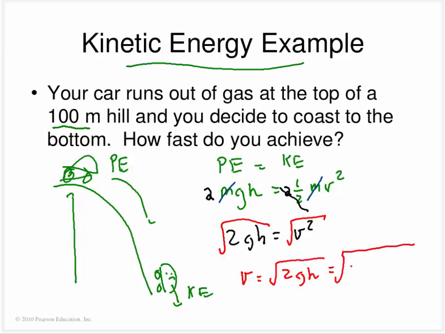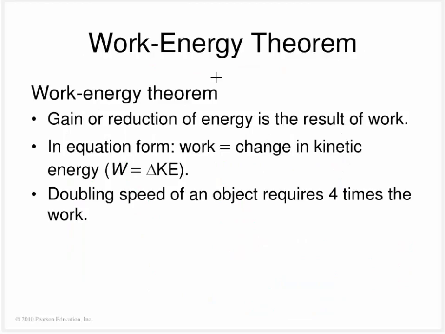So that's going to be equal to the square root of 2 times 10 times 100, which is going to give us a speed that is about 44.7 meters per second, and that's actually really fast. We would have to worry about air resistance. We're not too surprised that mass went away right here, because we do know that the mass doesn't matter for falling objects.